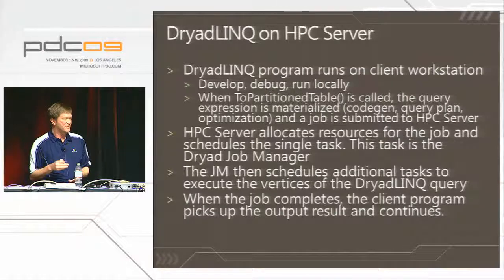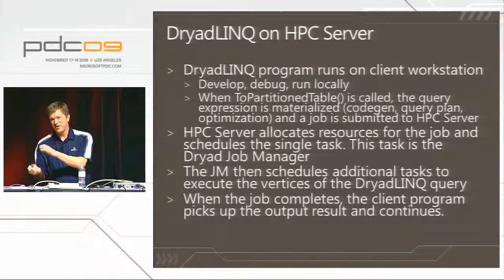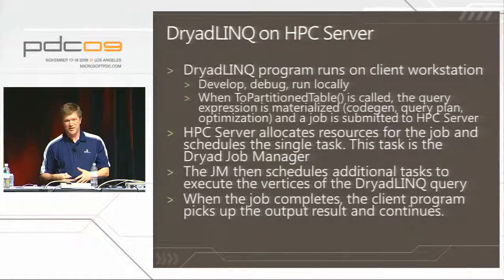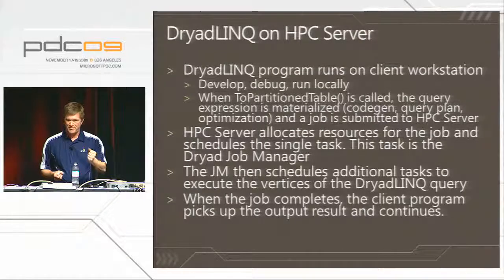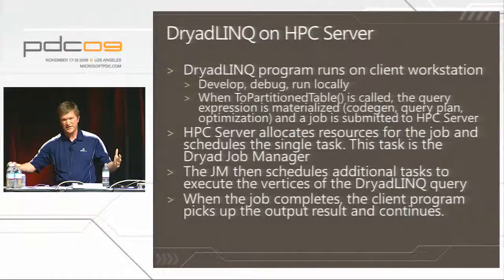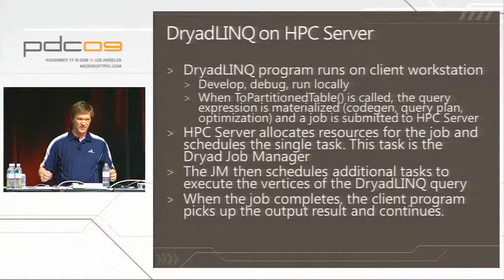Then when DryadLINQ is actually going to instantiate the query, it does the code gen, does the query plan creation, and actually ends up submitting a job to HPC Server. That job is just going to allocate all the resources it can, and it's going to run one task within that job. That first task is the Dryad Job Manager. Dryad Job Manager is the thing that's responsible for then scheduling the graph within the allocation that HPC Job Manager has given it on the cluster.